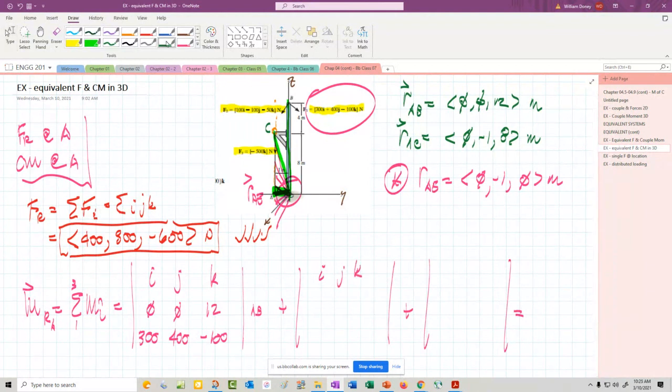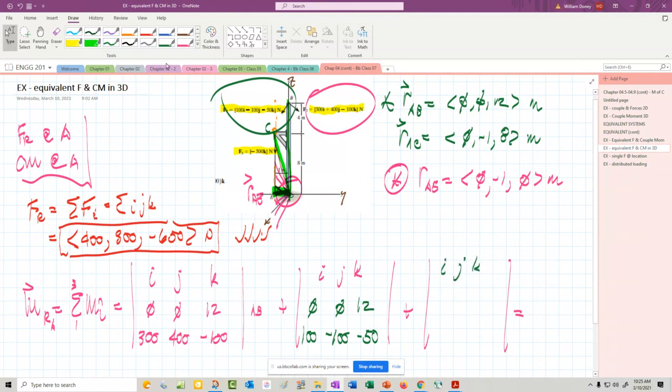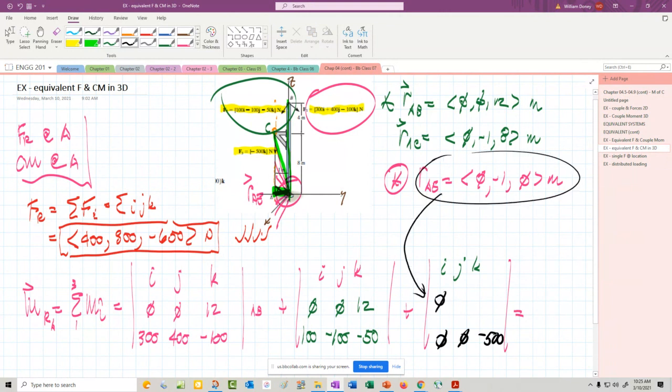Let's find the next force. The next force is F2, so that's going to be 100, minus 100, minus 50. We're using the same position vector, A to B, so that's a 0, 0, 12 there. And this last one, we're using F3, which is 0, 0, minus 500. And we're going to use this position vector because it's a lot easier. That's 0, negative 1, 0.